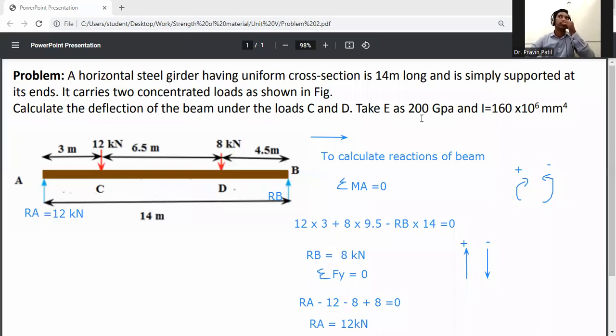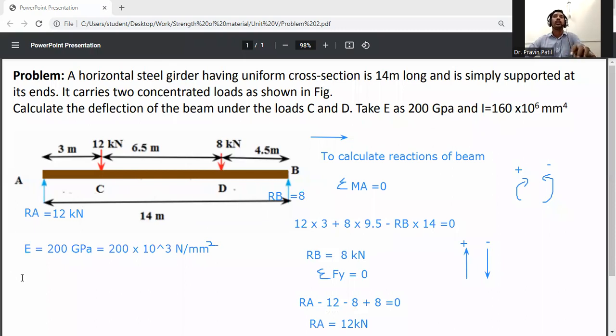Next, Young's modulus is given. Young's modulus E is equal to 200 GPa. To convert it to Newton per mm square, 200 into 10 raised to the power 3 Newton per mm square. So this is Young's modulus, in Newton per mm square.